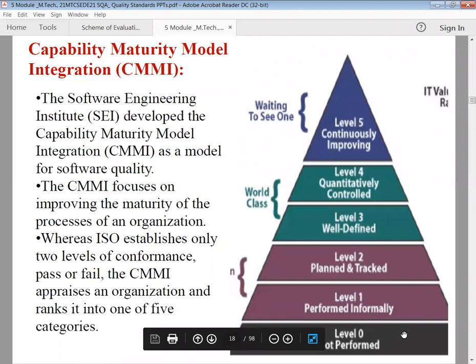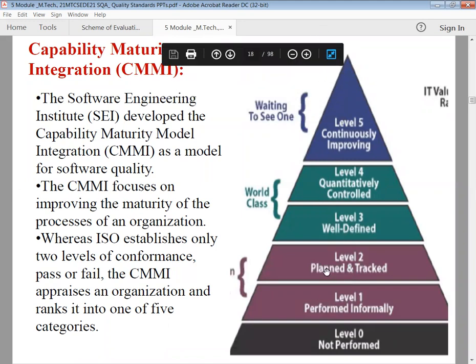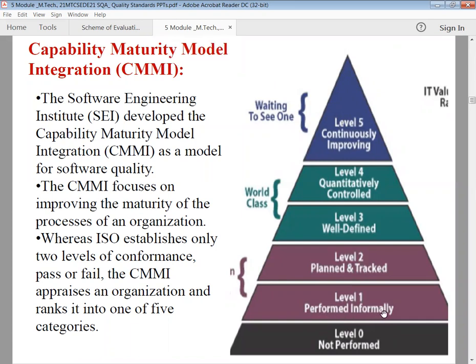From the pyramid structure, you can easily understand. In the CMM model, we have five levels. Level one is not performed, or performed informally. Level two is planned and tracked.